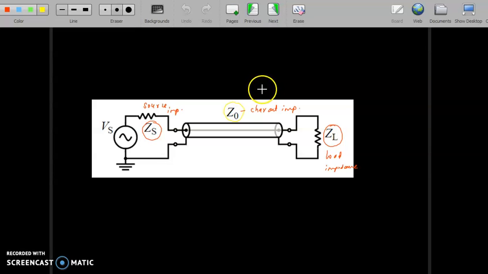I said earlier, the maximum power transfer occurs when the source impedance is equal to the load impedance. In some cases, this may not match. So what will happen? The amount of energy that is flowing from source to load, a part of it or all of it will be reflected back to the source.